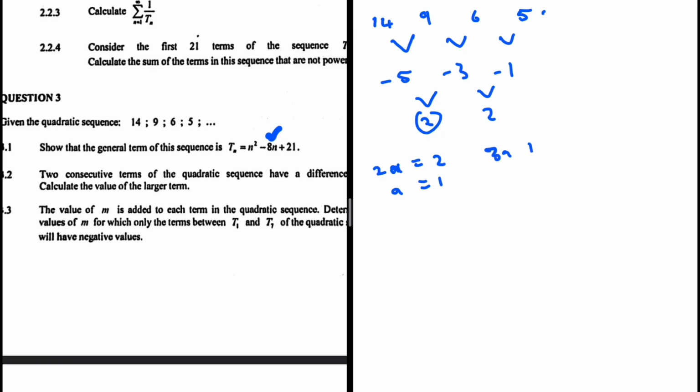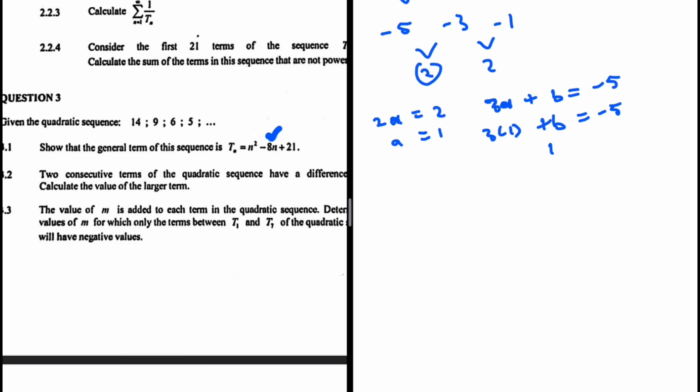3a plus b is equal to the difference between the first two terms, which is minus 5. So 3 multiplied by 1 plus b is equal to minus 5. So b is equal to minus 8. So a is 1, b is minus 8.